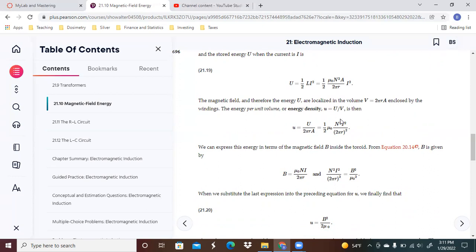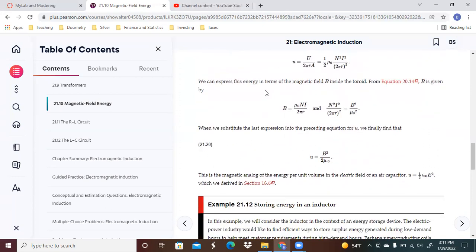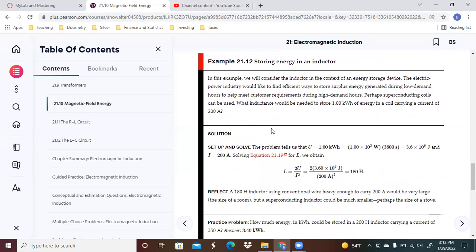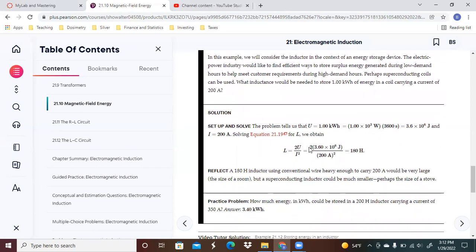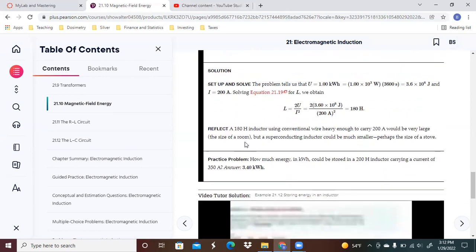The energy per unit volume is this. And then the energy density is going to be this divided by the volume, and turns out to be this. So we can express this energy in terms of the magnetic field inside the toroid. Basically we can rewrite a lot of these terms using the term B, and this is what it turns out to be. And if you have certain values, you can plug them in and determine what the inductance happens to be.